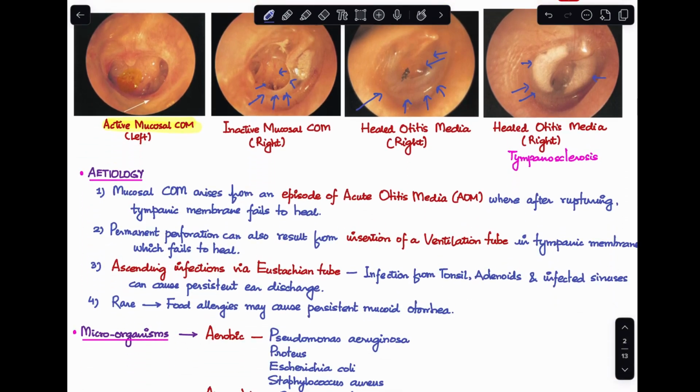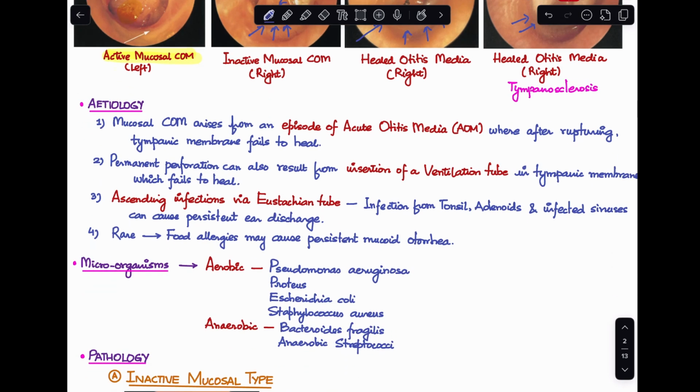Next, we'll talk about the etiology of mucosal type of chronic otitis media. Most commonly, it arises from an episode of acute otitis media where, after the rupture of the tympanic membrane, it fails to heal. That's when, over time, it leads to the formation of chronic otitis media.